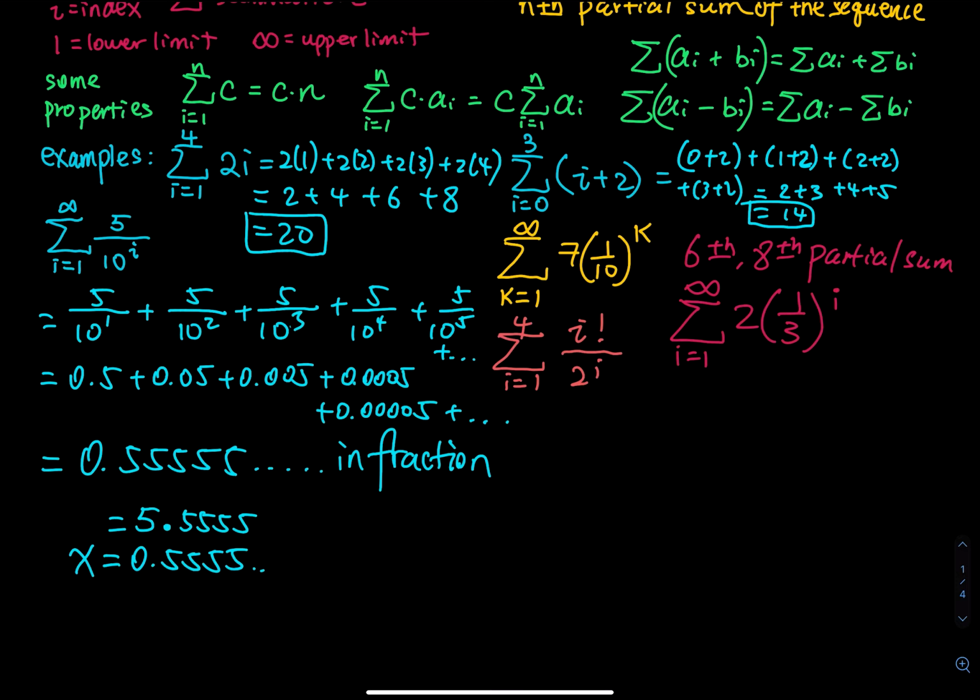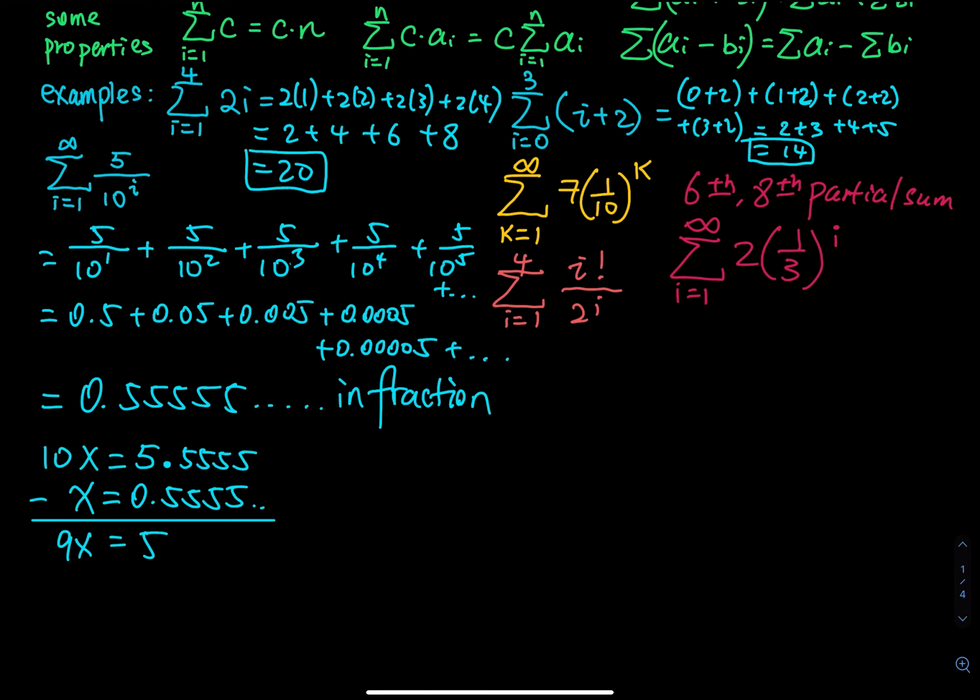And then to get a 5 point something, do we agree that we have to multiply both sides by 10? Right? After the decimal, the numbers are repeating. I don't care what is in front of the decimal, but after the decimal, the numbers are repeating. And then you subtract these two equations. 10x minus x is equal to 9x. This is equal to 5, right? And then what is x equal to? x is equal to 5 over 9. So as a result, this is equal to 5 over 9. That is the sum, not infinity.